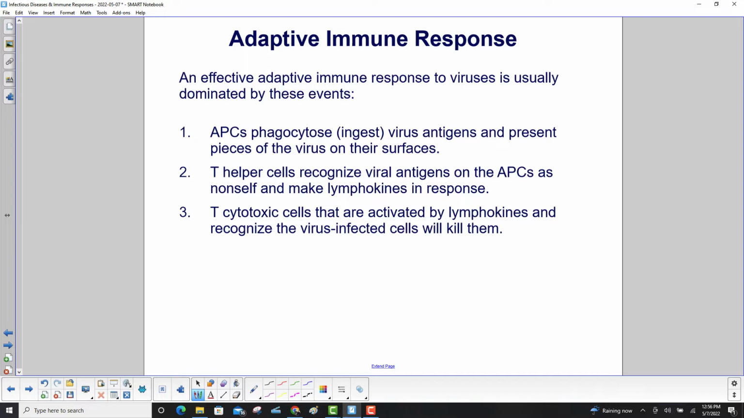First, the APCs phagocytose, that's just a fancy word for ingest, the virus antigens and present pieces of the virus on their surfaces. The T helper cells recognize the viral antigens on the APCs as non-self and make lymphokines in response. T cytotoxic cells that are activated by those lymphokines then recognize the virus-infected cells and kill them.